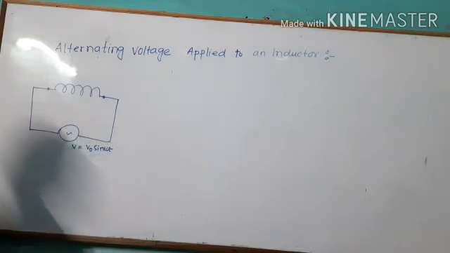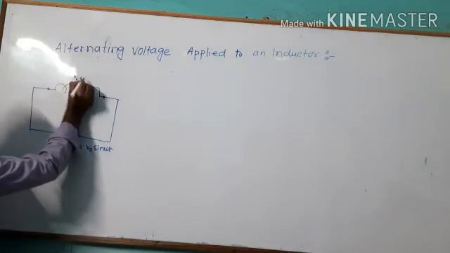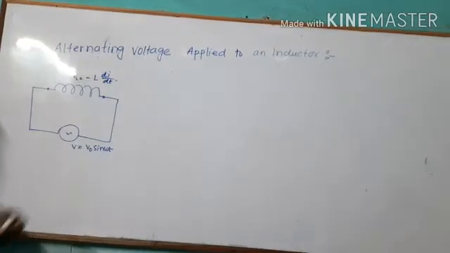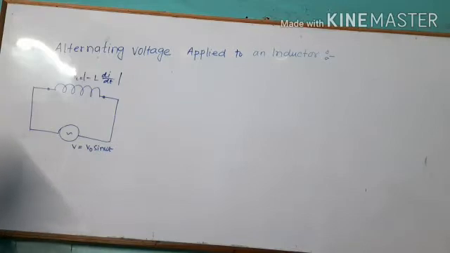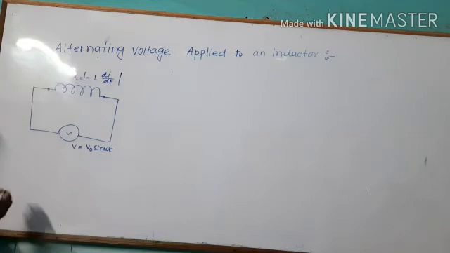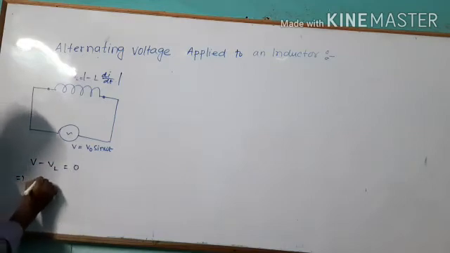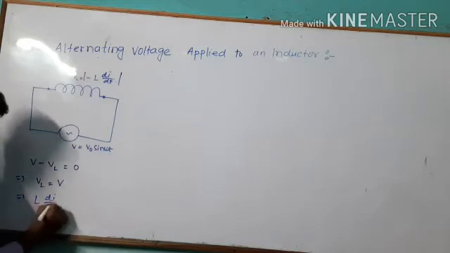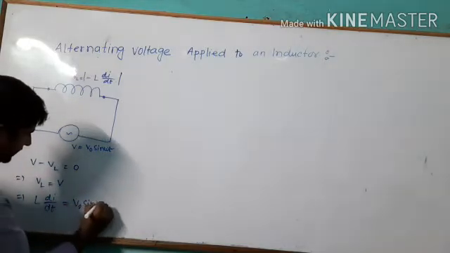Now the potential difference across this inductor, so this is VL. VL is minus L into di by dt. Here we are taking only the magnitude, so VL equal to L into di by dt. Now again we are using KVL in this circuit, so we can write V minus VL equal to 0. So VL equal to V. Now what is VL? It is L into di by dt equal to V0 sine omega t.